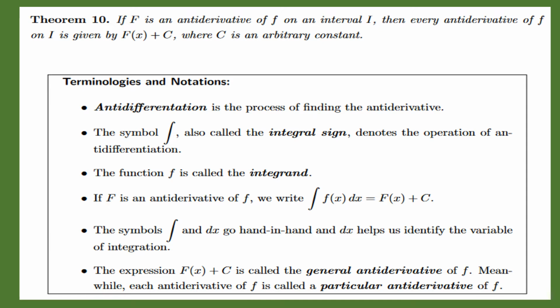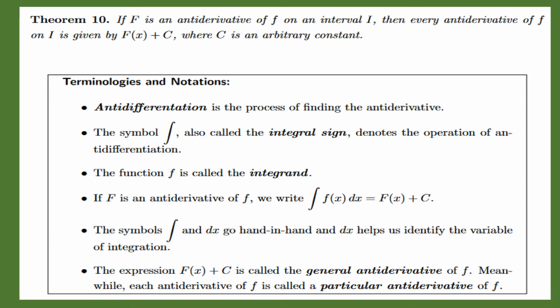So we have here terminologies and notations. Anti-differentiation is the process of finding the antiderivative. The symbol, also called the integral sign, denotes the operation of anti-differentiation. Then the function f is called the integrand, meaning the function after the integral sign. If F is an antiderivative of f, we write the integral of f(x) dx is equal to F(x) plus c.